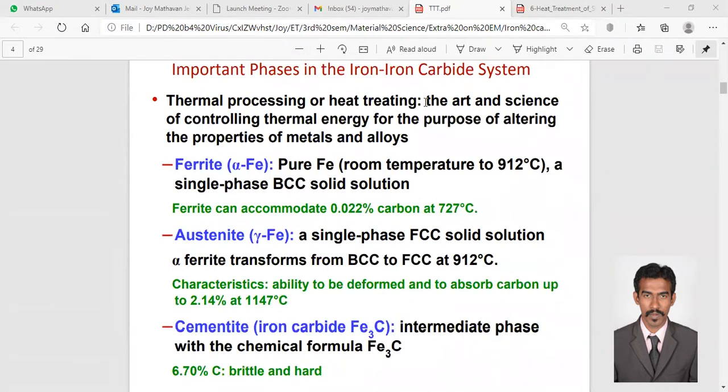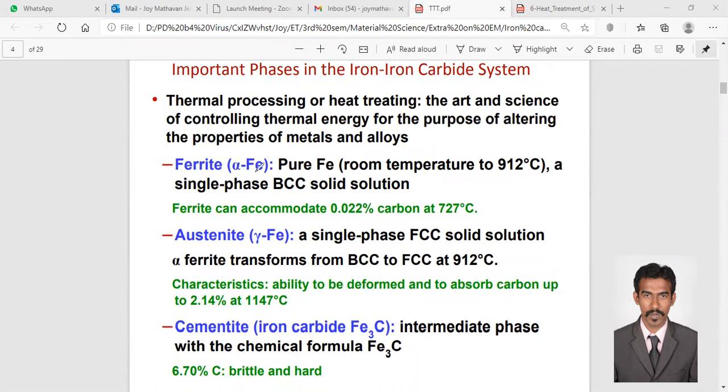Thermal processing or heat treating. So this is what we have studied now. The art and science of controlling thermal energy for the purpose of altering the properties of metals and alloys. So I told you, in order to attain desired properties, we go for heat treatment, right? Heat treatment.